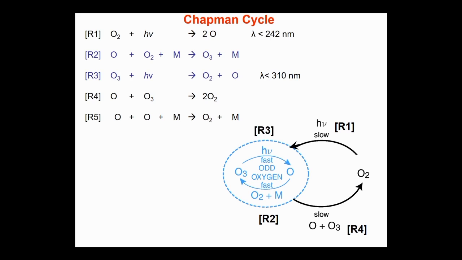And that's sort of shown here. We've got a process to start the formation of this, where we're forming our oxygen atom through reaction one, which is quite slow, because that absorption cross-section is weak. Likewise, reaction four, the combination of oxygen and ozone to form molecular oxygen, is also slow. But the conversion processes in blue, R2 and R3, are converting the oxygen atom and ozone really quickly.